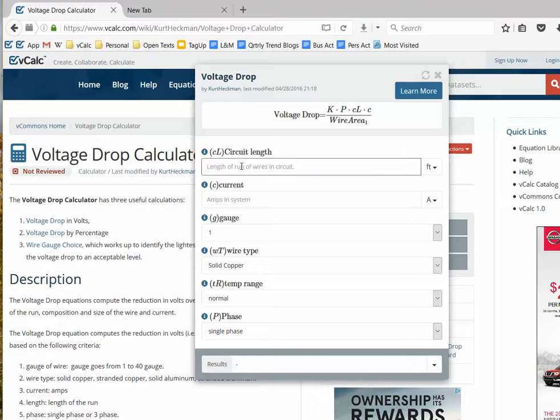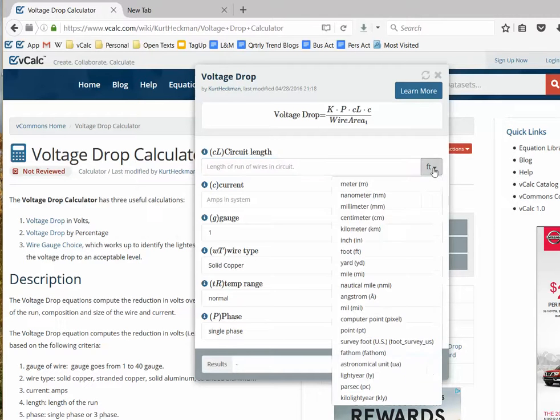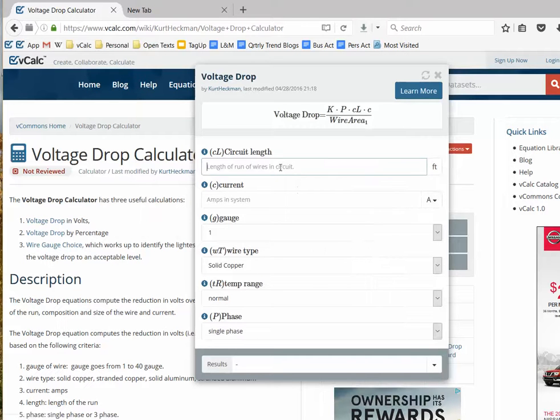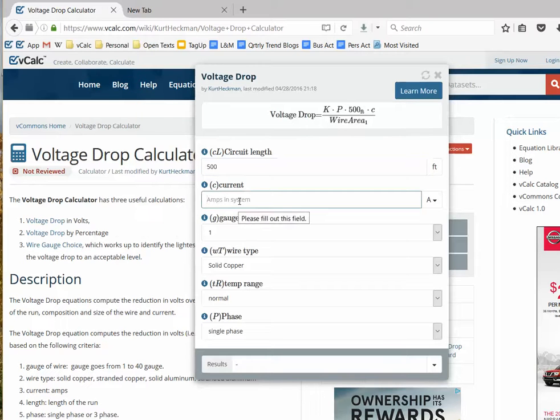In this case, you want to put in the length of your circuit. It has multiple units, anything from very small to astronomical, but let's stick with feet for now. We're going to say our circuit length is 500 feet. And then we're going to put in how much current is going across it. So we're going to put 20 amps.